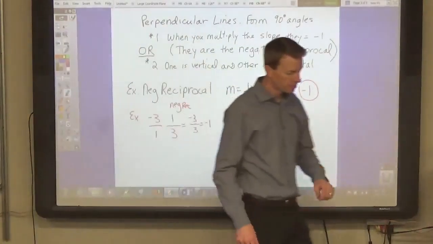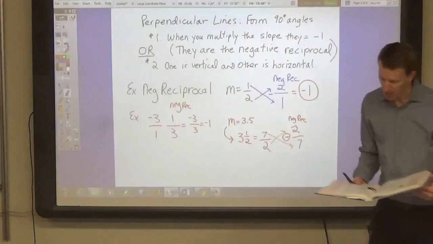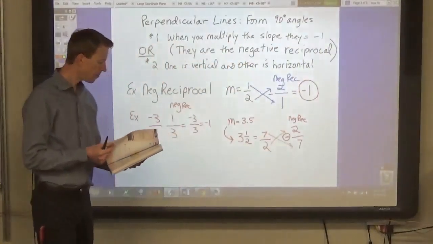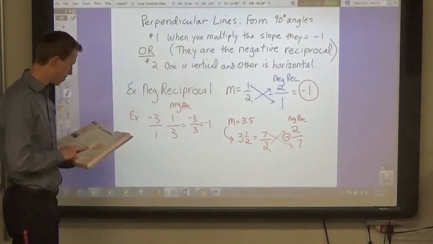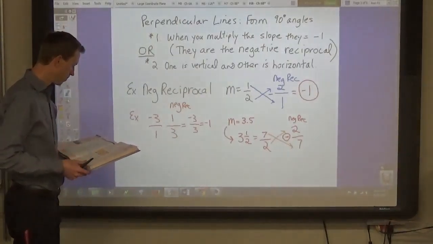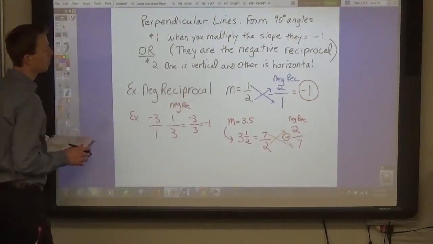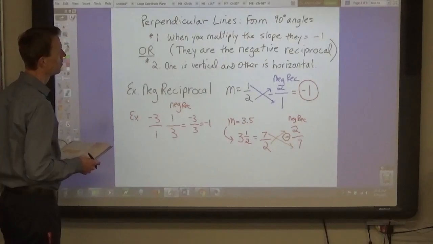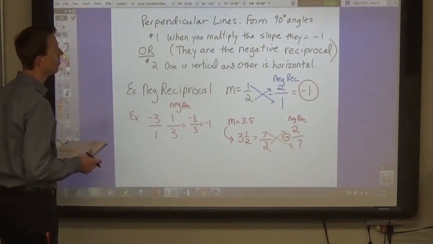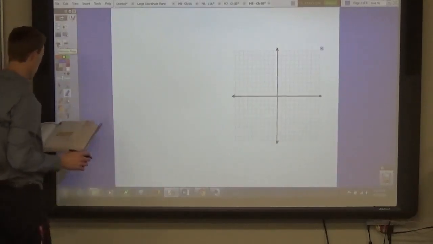So let's do an example. Isn't that supposed to say they? Wait, Mr. Matsky, for number 1, it says when you multiply the slopes, they equal -1. So is it supposed to be the y or is it supposed to be they? They. They equal -1. Oh, okay. Thank you.